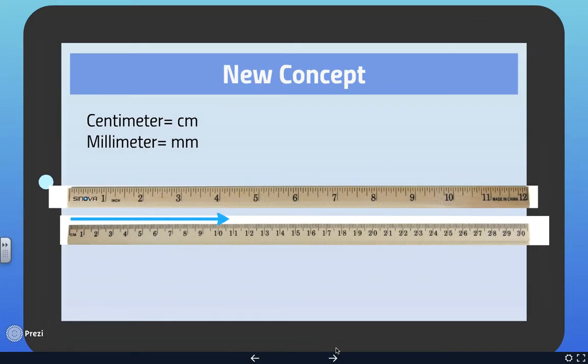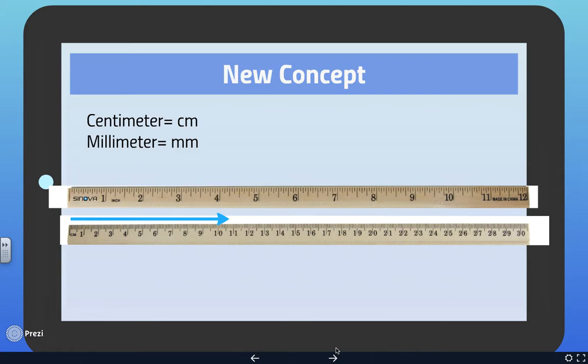All right, your new concept for today. You might have a ruler at your desk that has both a centimeter scale and an inch scale. We're going to practice using both scales in this lesson to measure length. Basically, like you wrote down, length is a measure of the distance between 2 points.